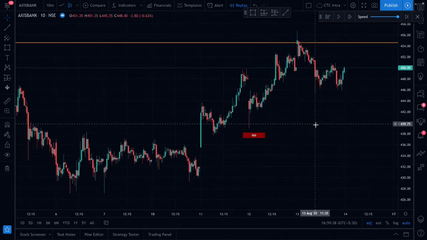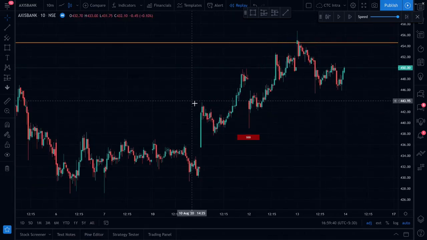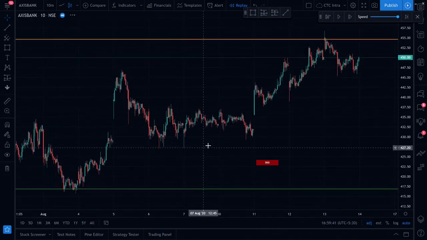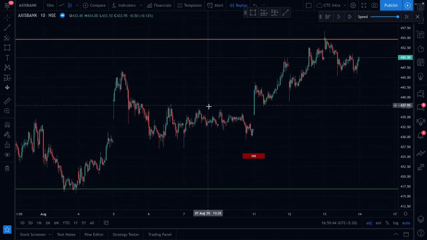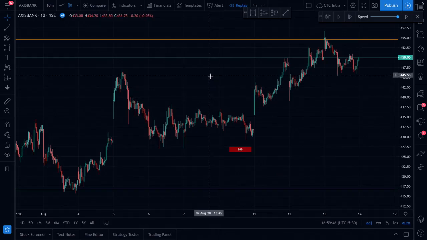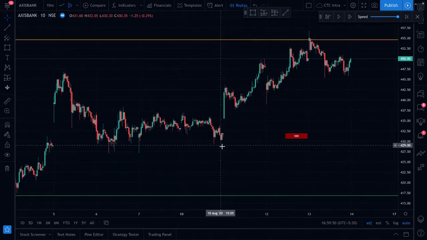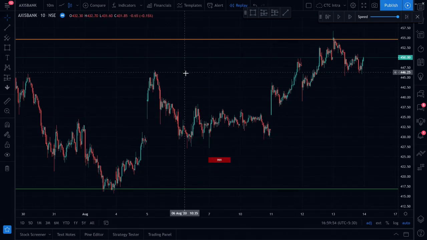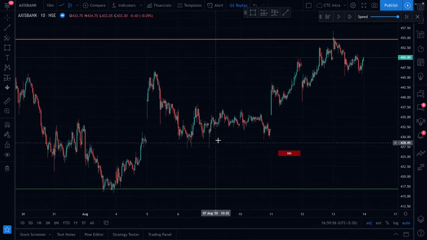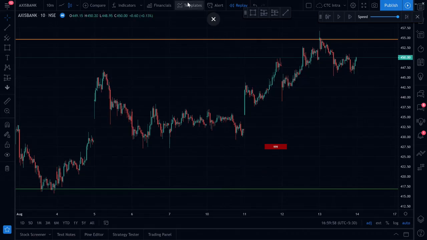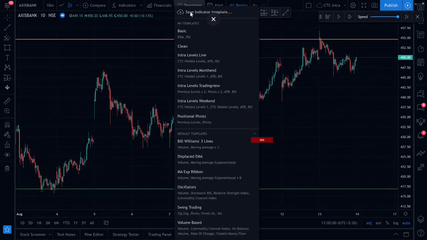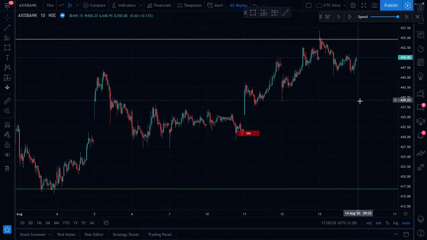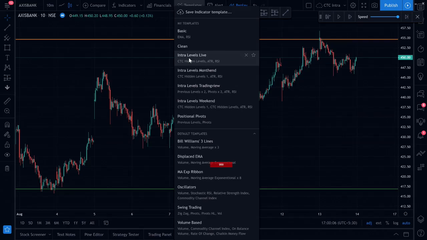When you go to the 10 minutes, again you see if there are any clear visible areas. Only good clear visible areas should be drawn and not the other areas. As of now I do not see any great areas. One is here, but it's okay. So I'll just apply the template now. Where are we? We are in the middle of the week, so I'll apply the intra levels live.